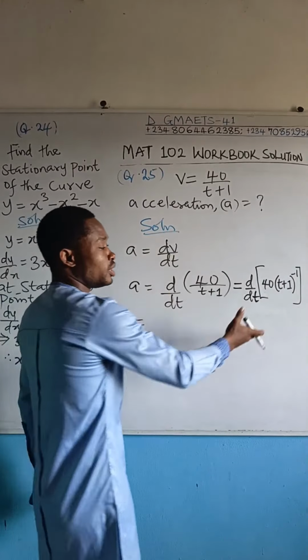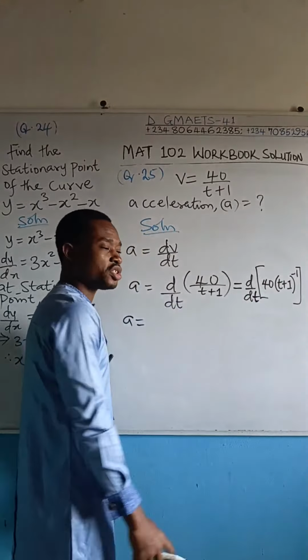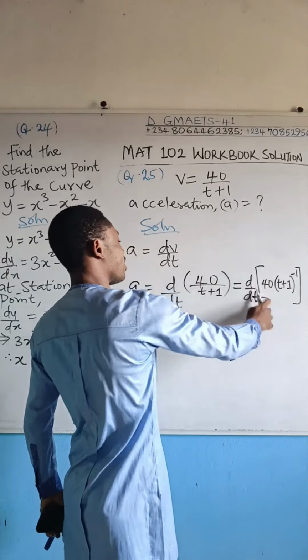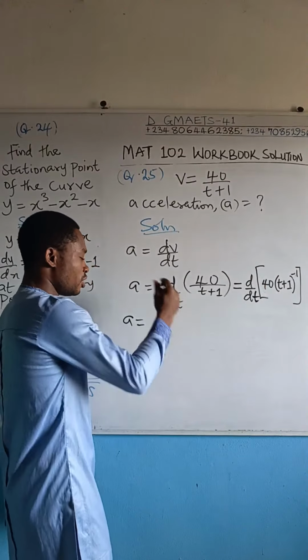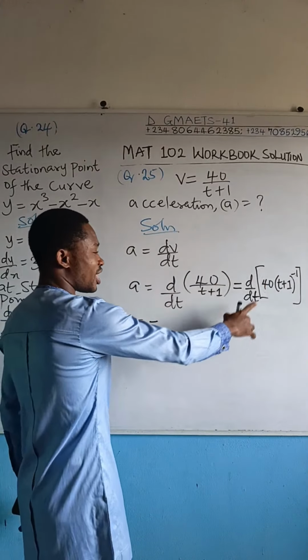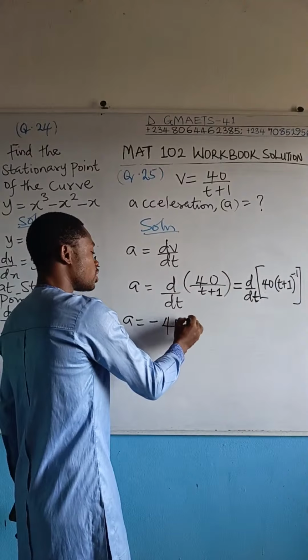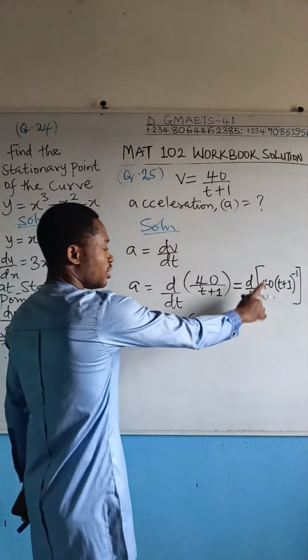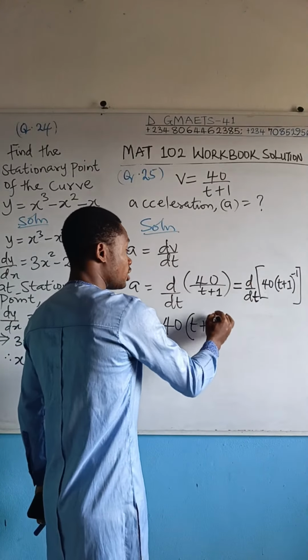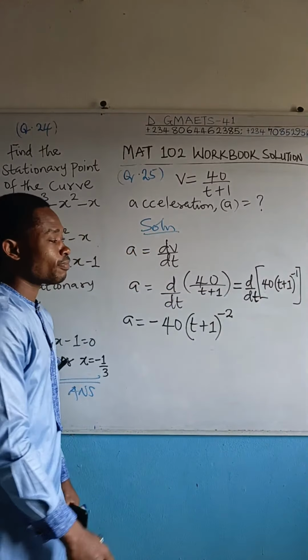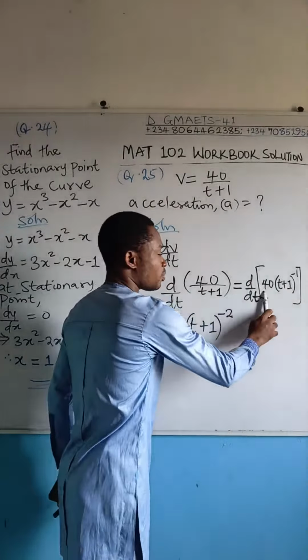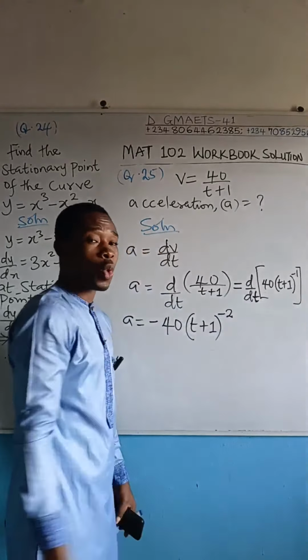Our A will now be, do your major minor differentiation. Start differentiation from outside because this is the major function, that minus 1 there. You're going to use that minus 1 to multiply 40 and then you get minus 40, open bracket. Then copy that t plus 1. Go to the power and subtract 1. You get minus 2.